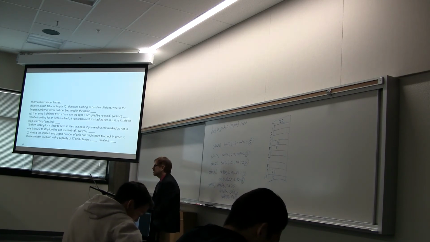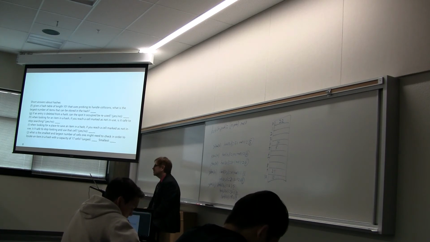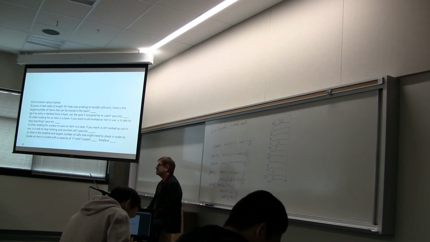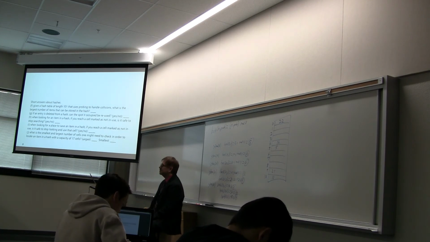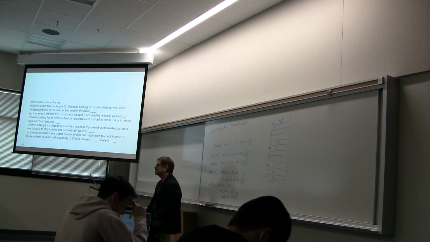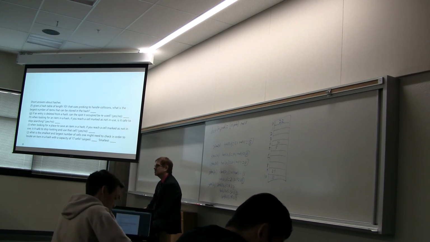And then the smallest and largest number of cells to check if you're looking in a hash with 17 cells: the largest number of checks you might have to do is 17. It's possible that each time you hash, you'll hit another cell that's occupied, and you'll have to keep hashing until you check all the cells. The smallest number will be 1. You hash once, and there's your number.